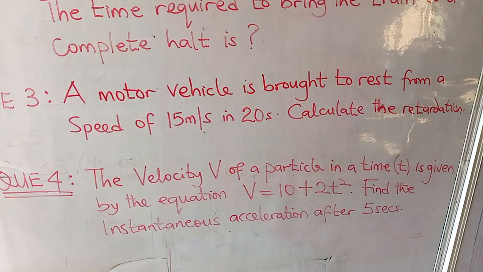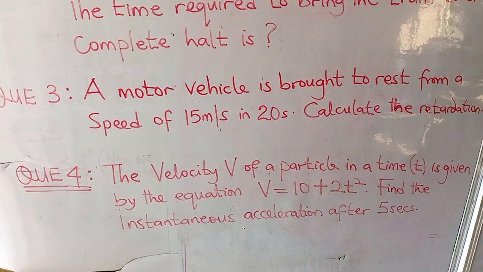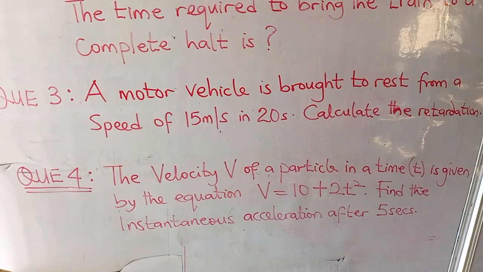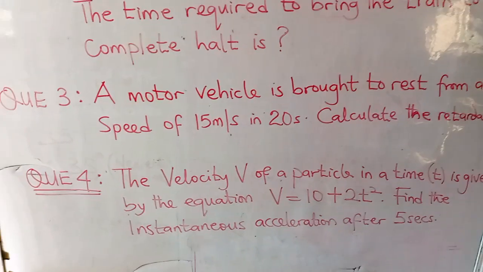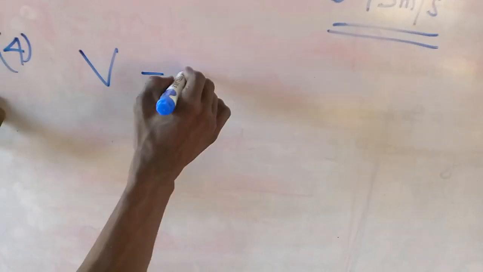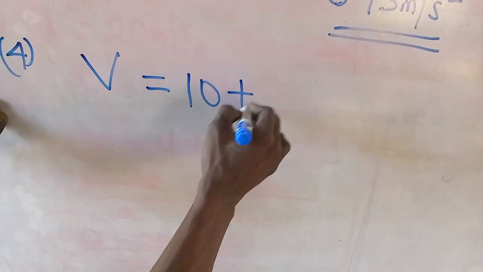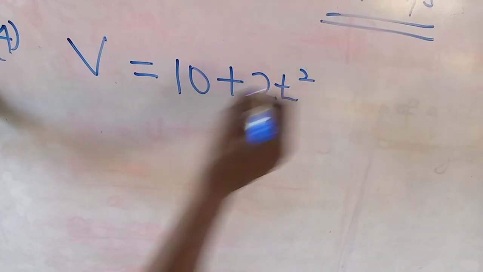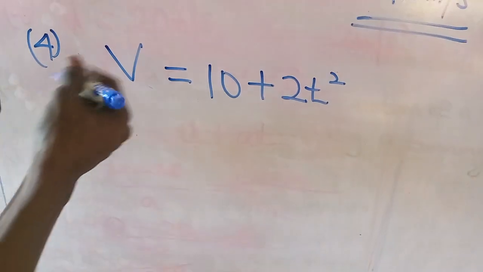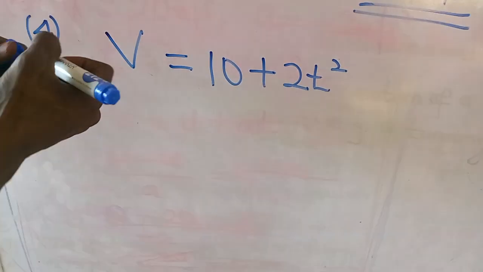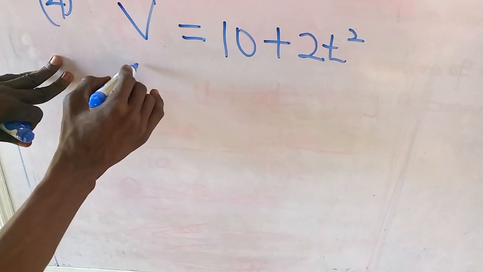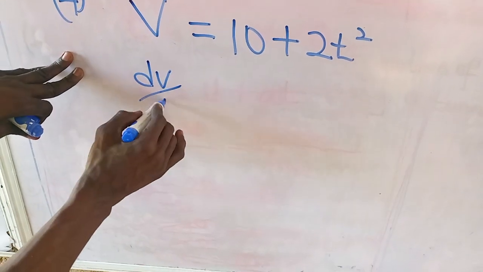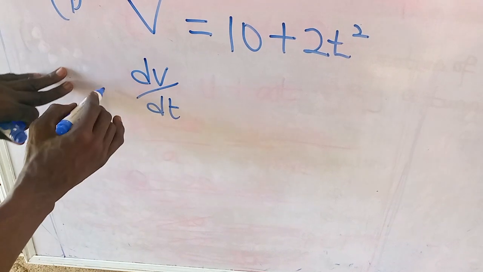We have velocity, and we know acceleration is what? Acceleration is change in velocity over time. That's velocity per unit time. Alright, so let's do it together. Velocity equals 10 plus 2t squared. To change velocity to acceleration, let's differentiate this. We will bring in differentiation now. When you differentiate it, dv over dt, and this is acceleration now.